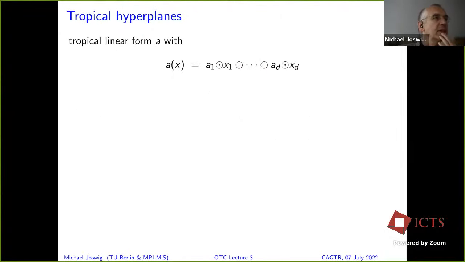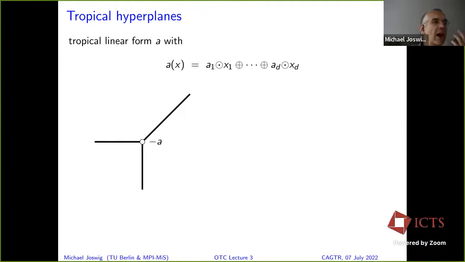Now let's go back a little and talk about tropical hyperplanes. Tropical hyperplanes are defined as the hypersurfaces corresponding to linear forms. And here's a tropical linear form, which is given by d real numbers for the coefficients. The tropical evaluation at a point x is the evaluation of the tropical linear form A at x, just like a standard scalar product, but tropically.